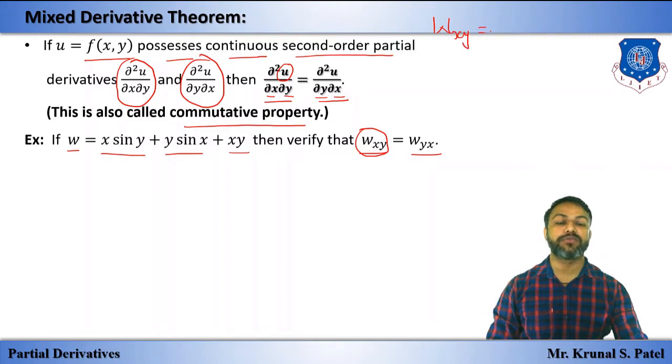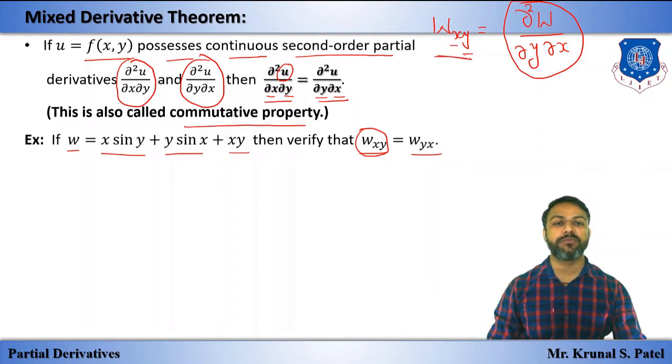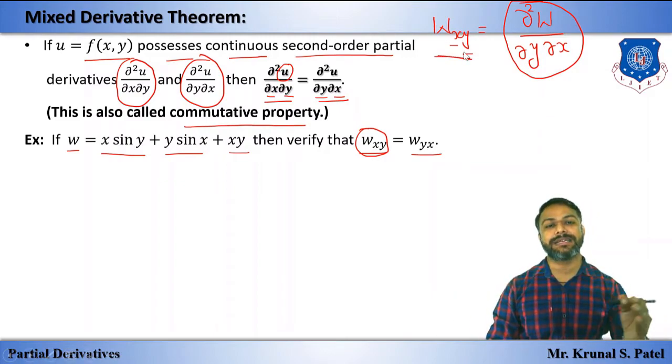w_xy means first we differentiate with respect to x and then with respect to y in this notation. That means del square w by, first we differentiate with respect to x, so del x, and then differentiate with respect to y, that is del y. So in this form we apply the derivative on the left side, and in this form we apply the derivative on the right side.